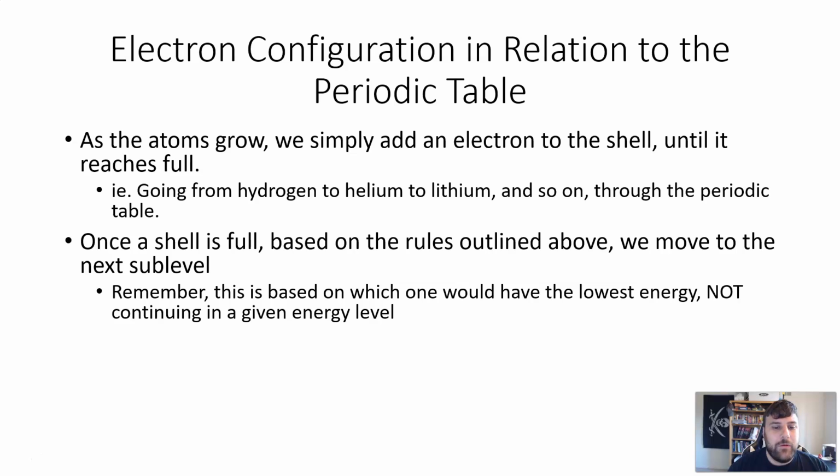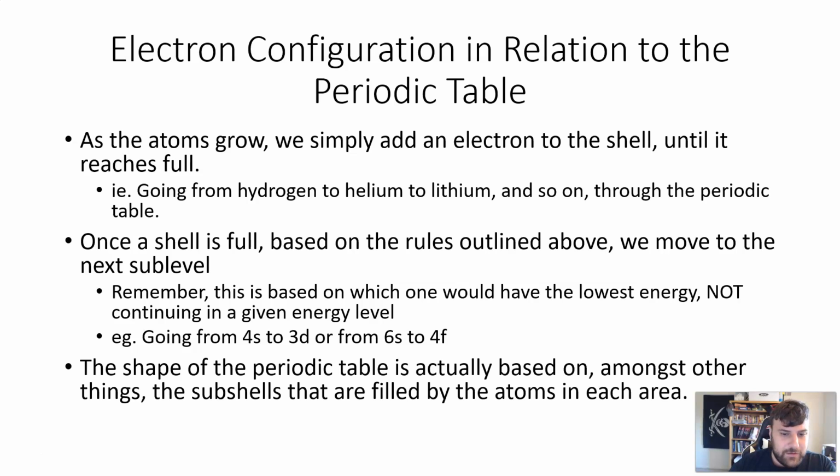Remember, this is based on which one would have the lowest energy, as stated before, not the lowest energy level. So those D and F subshells kind of throw a little bit of a wrench into the situation. Just make sure that you are aware of it. And once again, for example, we fill 4s first, and then we go to 3d. Or we fill 6s first, and then we go to 4f.